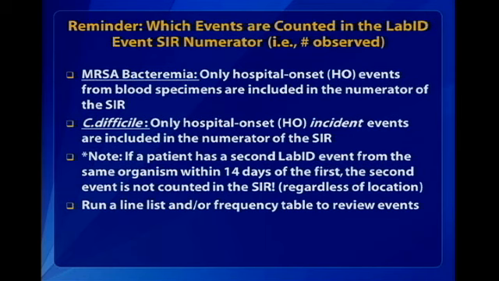So just a quick note, if a patient has a second lab ID event from the same organism within 14 days of that first event, the second event will not be counted in the SIR, regardless of whether or not that patient changed locations between the two events. The second event will not be counted. On the facility-wide level, it's considered a duplicate event, and we therefore take it out of the SIR. So if you're running your SIR and you would like to know exactly which events are being counted, you should run a line list or a frequency table to review these events.